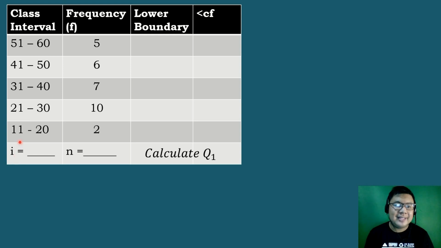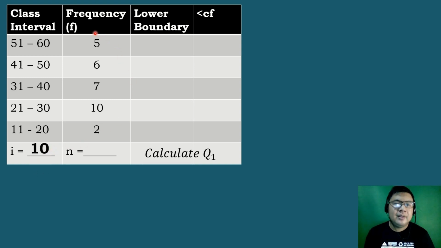We will get this by counting starting from the lower limit, which is 11, and up to the upper limit, which is equal to 20. So we will start with 11, 12, 13, 14, 15, 16, 17, 18, 19, 20. And that is equal to 10. So the value of the class width is equal to 10.